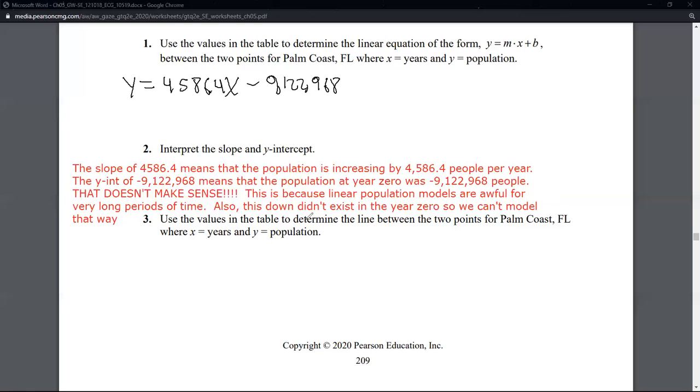So number 3, use the values in the table to determine the line between 2 points of Palm Coast, Florida, where x is the number of years. And this is not correct. This is a typo in the textbook that I wish they would fix, at least in the electronic version. X is supposed to be the years since 2000 now. That's a major difference. They've really screwed up that problem by missing that detail. It's not just years, it's years since.